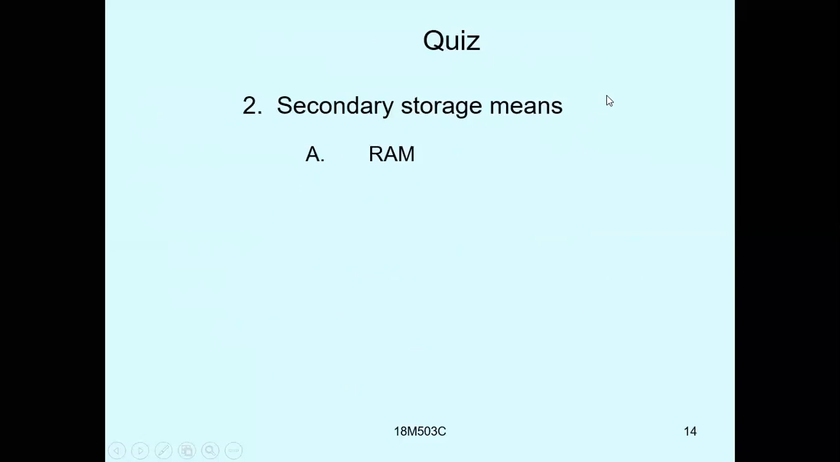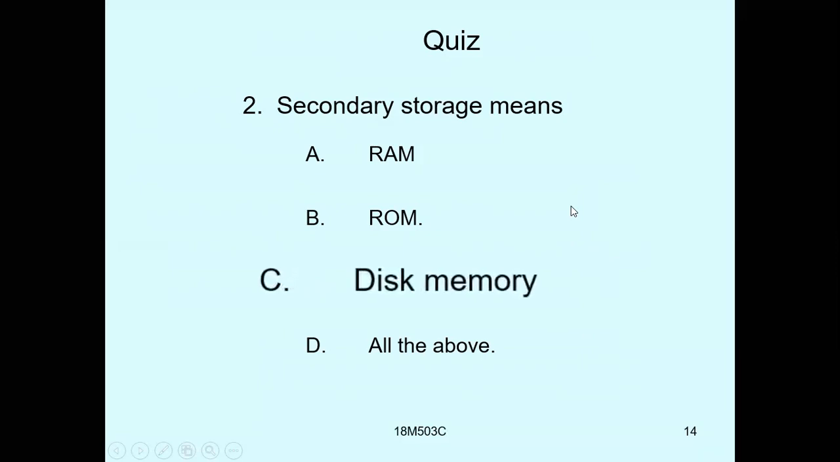And what is secondary storage? You have a main memory and you have secondary storage devices. That means if you take your floppy disk or your DVD or CD, all of these come under secondary storage. So here the answer is: disk memory will become your secondary storage.